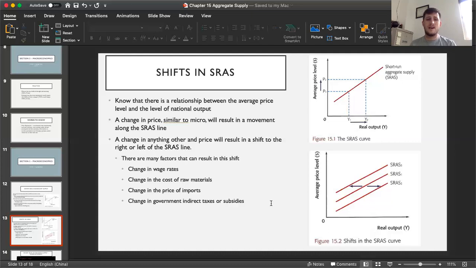And then it could be as well a change in the government. If the government decides to subsidize stuff or tax things, then it could result in a shift of SRAS. And you'll notice that a lot of these are actually similar to the ideas that you would have talked about in micro. So it's actually not that much of a new idea.